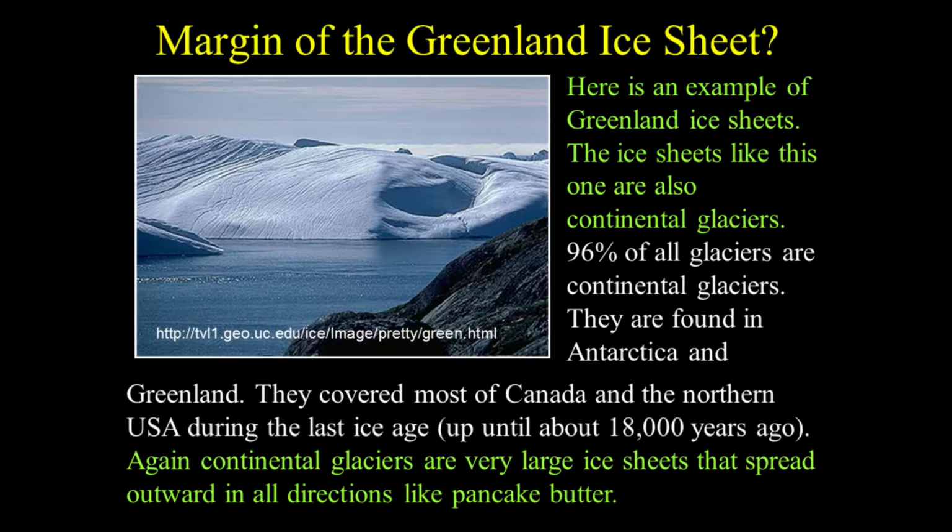96% of all glaciers are continental glaciers. They are found in Antarctica and Greenland. They covered most of Canada and the northern USA during the last ice age, up until about 18,000 years ago. Again, continental glaciers are very large ice sheets that spread outward in all directions like pancake butter.